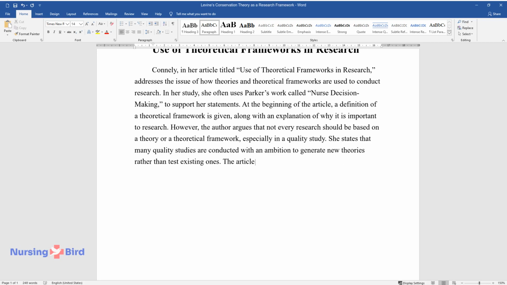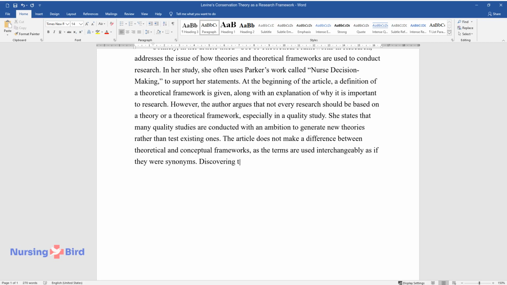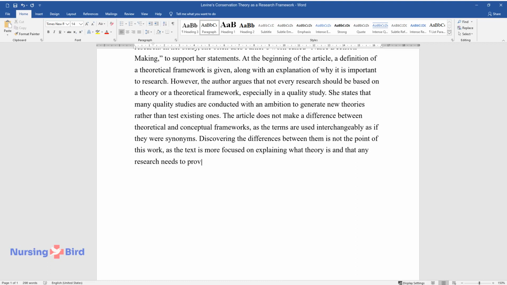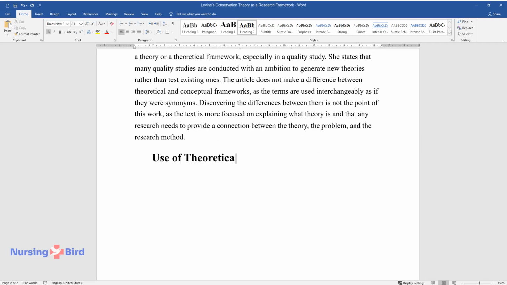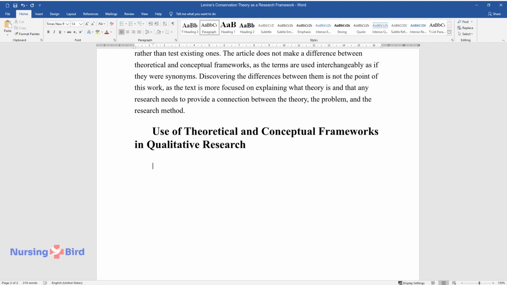test existing ones. The article does not make a difference between theoretical and conceptual frameworks, as the terms are used interchangeably as if they were synonyms. Discovering the differences between them is not the point of this work, as the text is more focused on explaining what theory is and that any research needs to provide a connection between the theory, the problem, and the research method. Use of theoretical and conceptual frameworks in qualitative research.